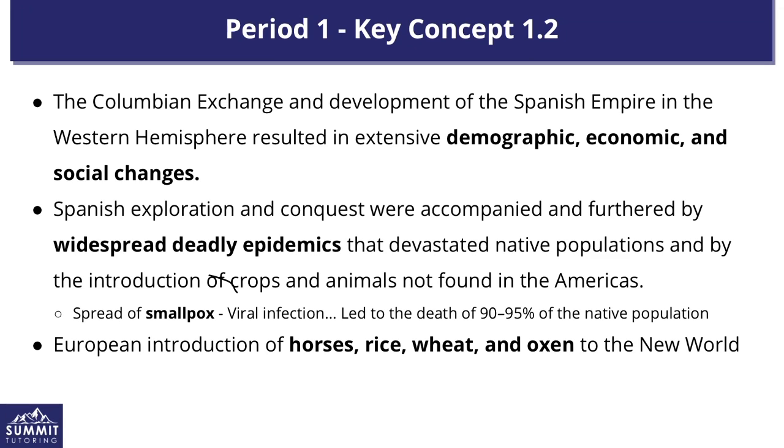We're going to see this huge spread in smallpox, which is a viral infection that's going to lead to the death of about 90 to 95% of the native population in the New World. And Europeans are also going to introduce a few new things to the New World, like horses and oxen and rice and wheat as well. Those were things that were brought over from the Columbian Exchange.